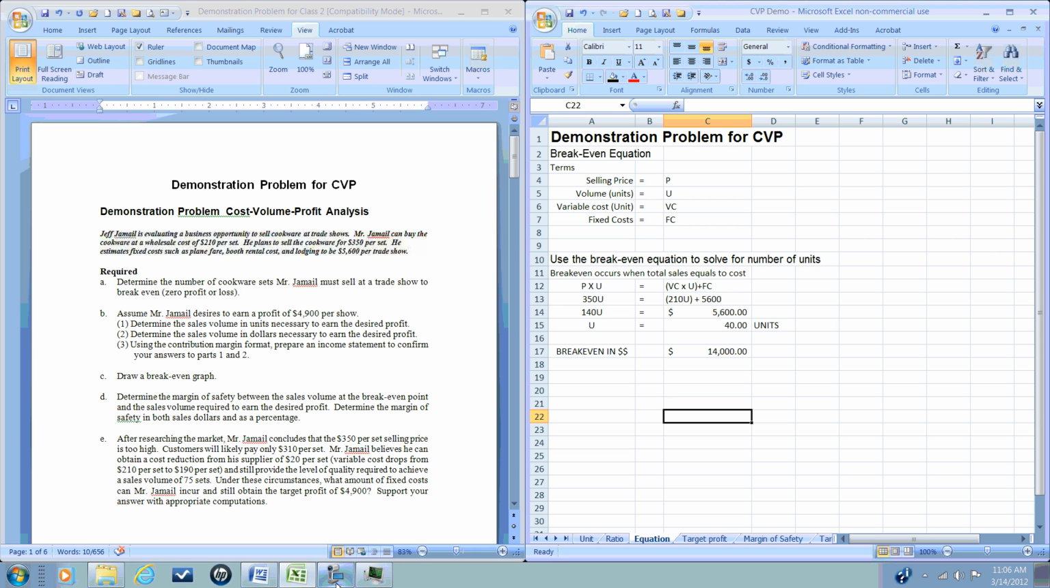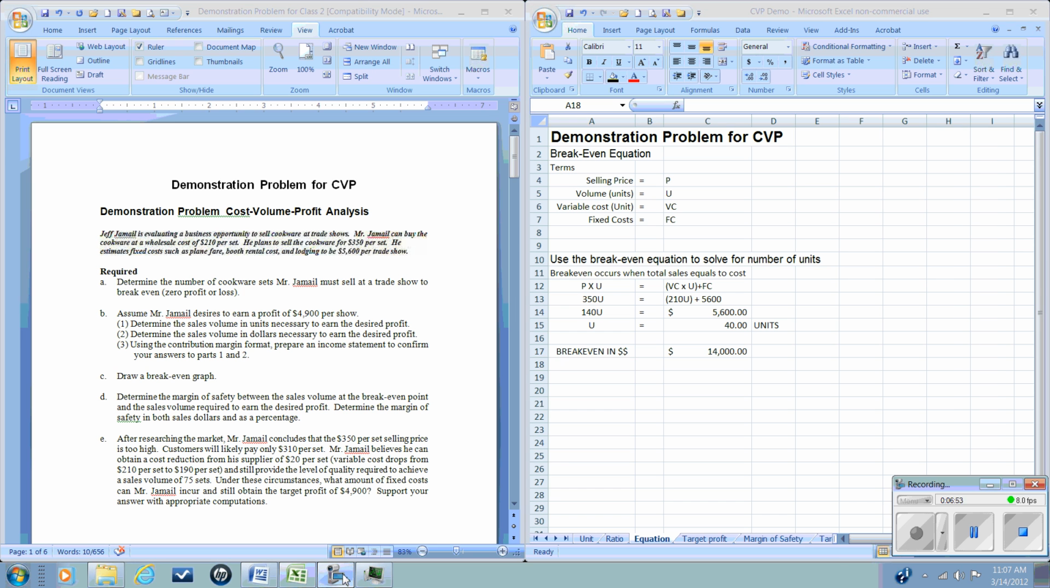So again, all three methods, the unit method, the ratio method, the equation method, will all bring us to the same point. The different techniques are used in different scenarios when you have different types of information. The equation method is very good in modeling and creating a sensitivity analysis. So it is something that we will be using as we go along.